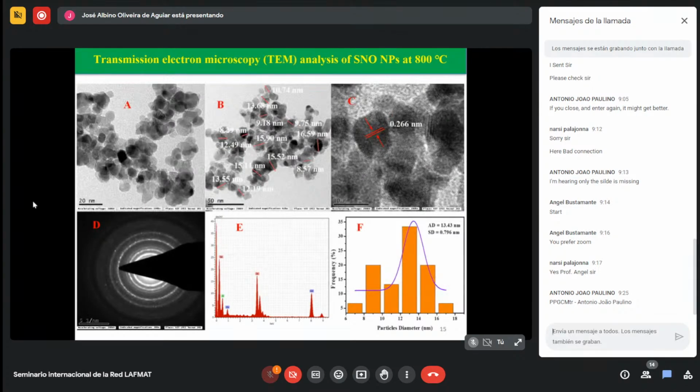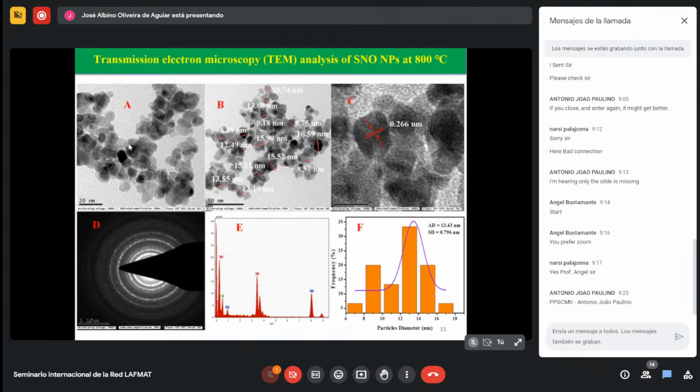TEM analysis of the 10x nanometer sample at 800 degrees very clearly shows the particles. The particles are clearly visible and spherical in nature, and the average particle size identified from the histogram is an average diameter of 13 nanometers. But we are also looking at the diffraction pattern.